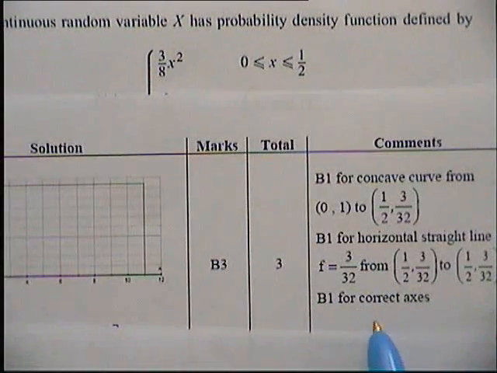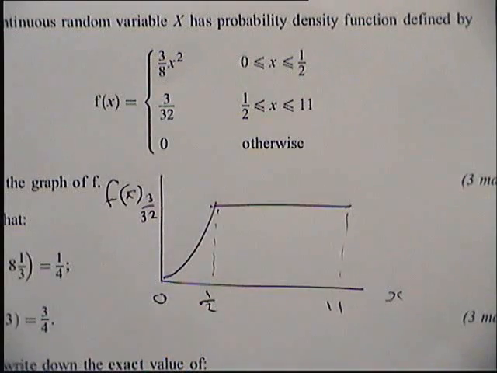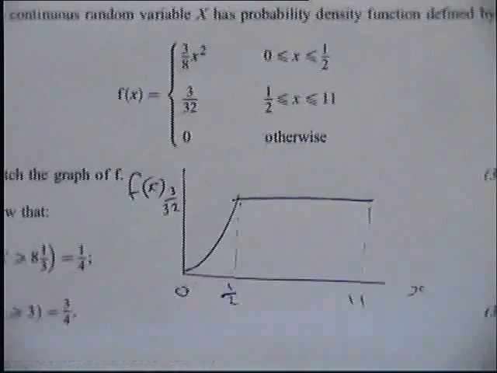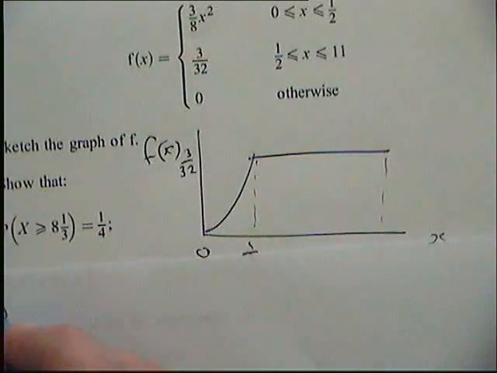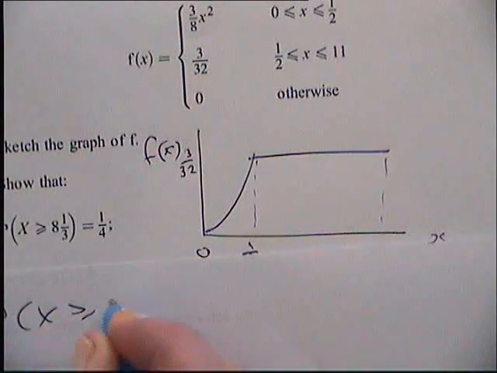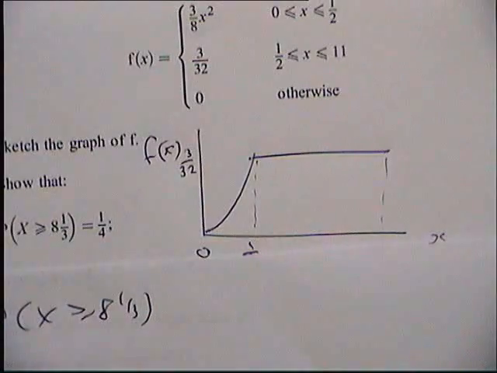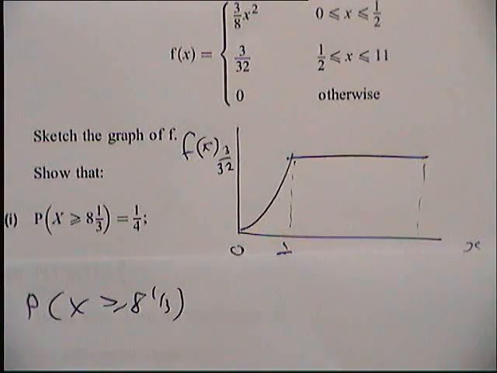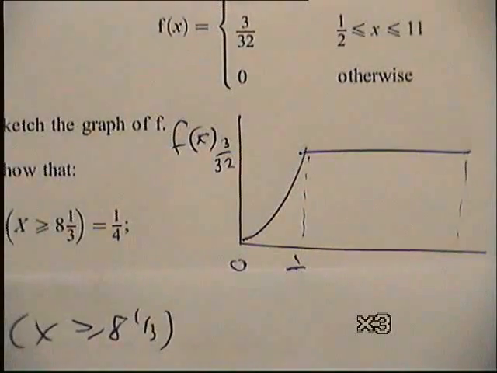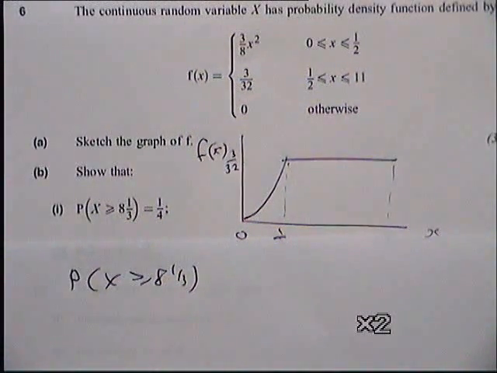The 3rd mark is for correct axes. X going along there and f of x going up the side. So that was really a very nice 3-mark question. So part B, I've got to show the probability x is greater than 8 and a third equals a quarter. So I know what the answer is. How would I go about showing this? What sums do I need to do? What calculations do I need to do?